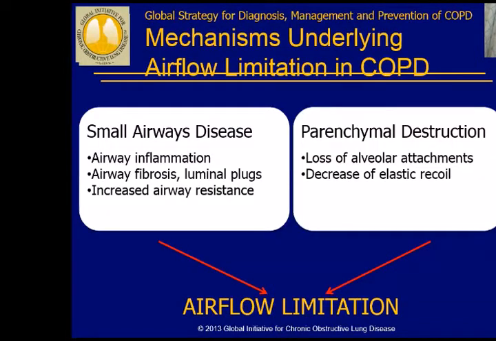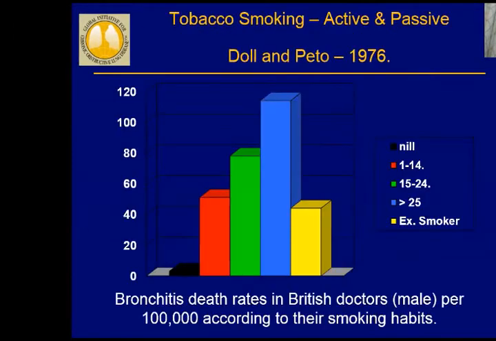So basically, it is the airway inflammation leading to fibrosis and mucus plugging, and this causes resistance to the airflow. And at the same time, there is alveolar damage, which causes loss of elasticity of the lung, and this all leads to airflow limitation or obstruction.